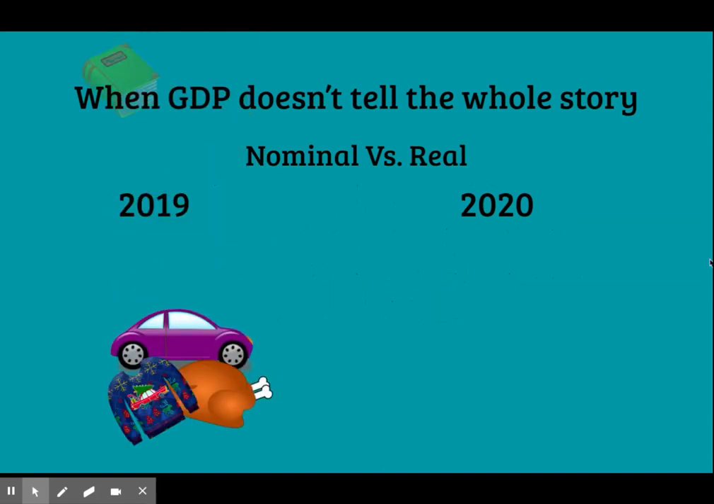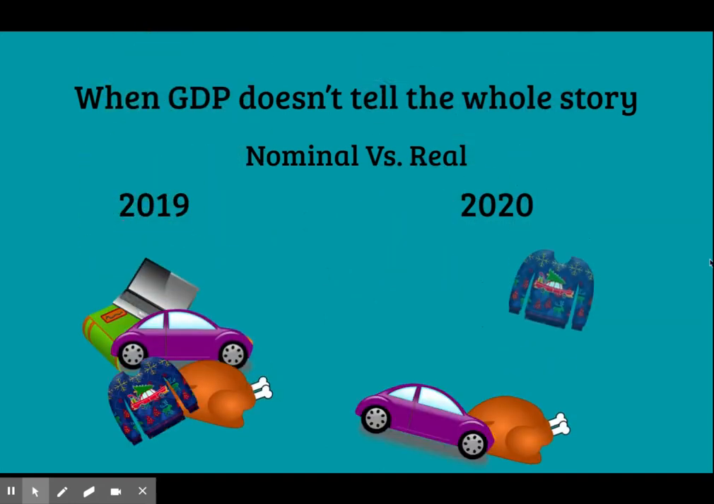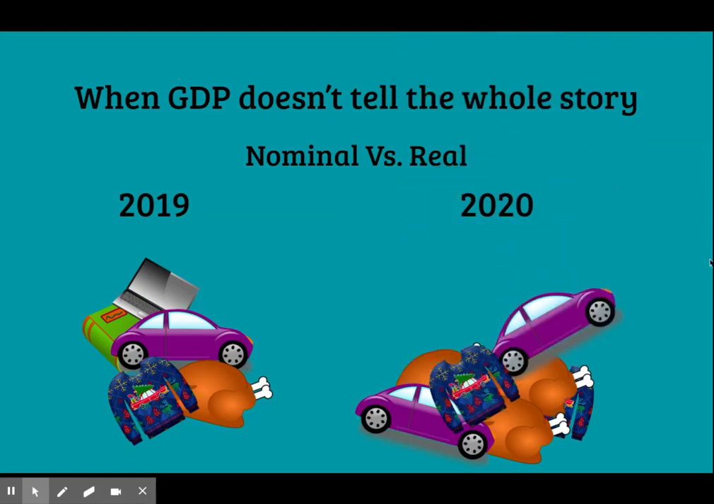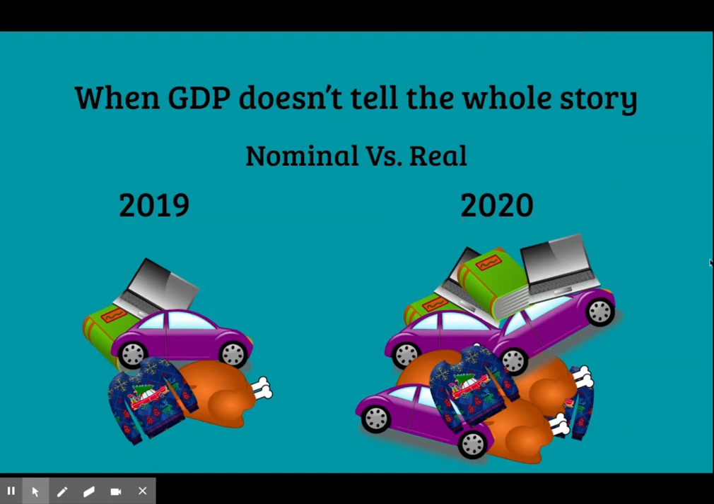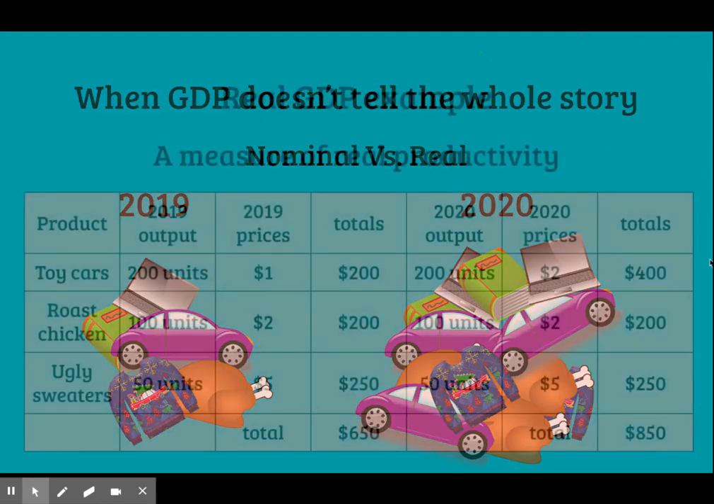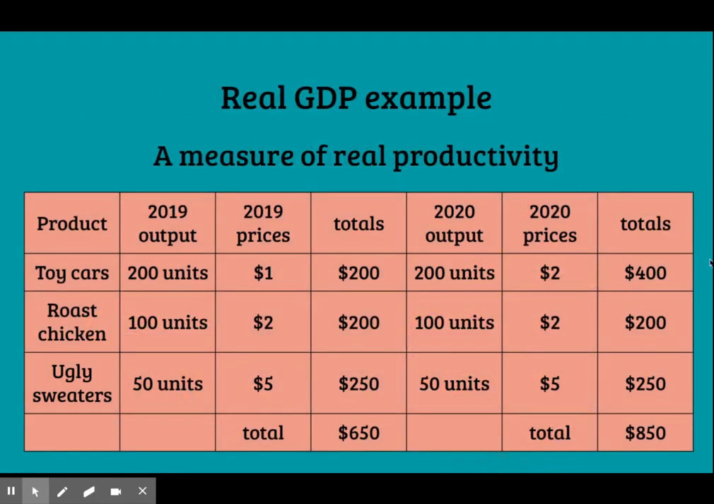Remember that the whole point of GDP is to determine how many new goods and services are made in a year. We don't want to know if prices rose. We want to know if we've actually made more stuff from one year to the next. The method of doing this is surprisingly simple. So let's calculate real GDP.